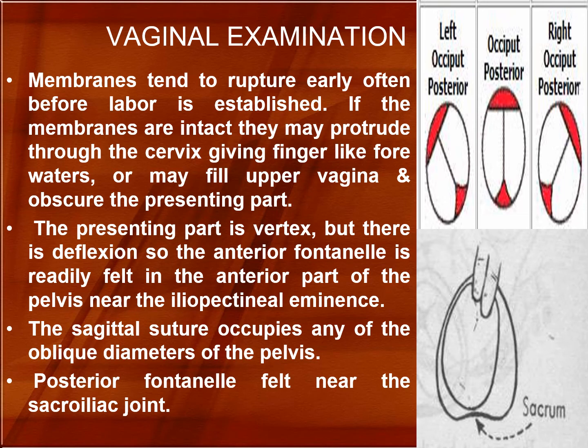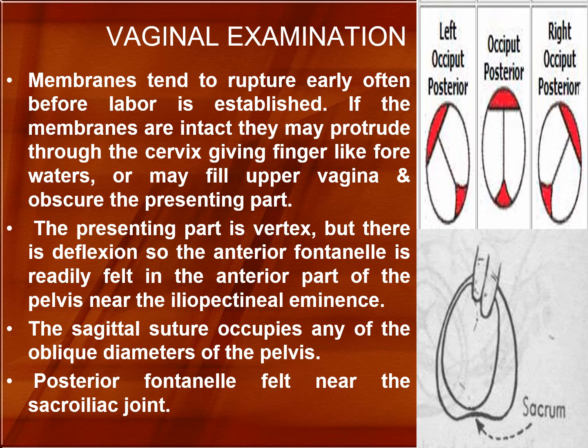Next, in the vaginal examination, when you're doing the per vaginal examination, usually the membranes will be ruptured. Otherwise, if the membranes are not ruptured, they will be protruding through the cervix. So you will be able to feel those protruded membranes through the cervix.